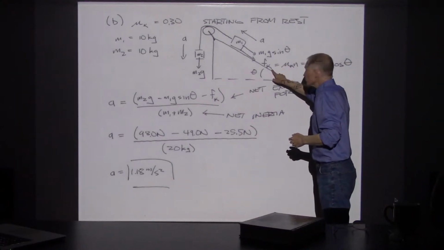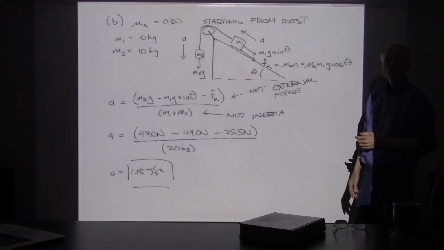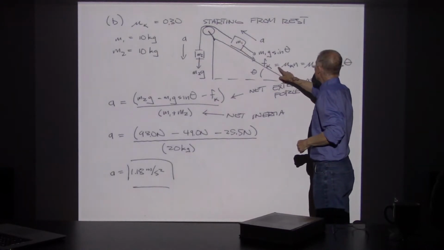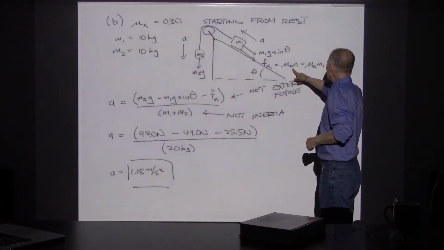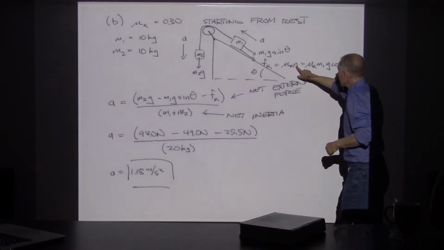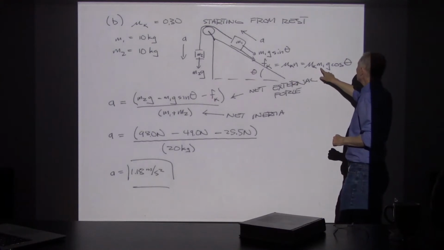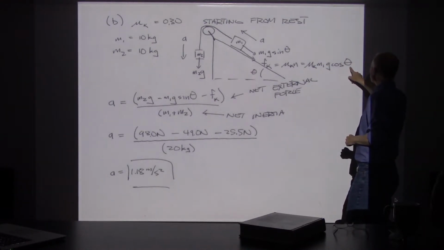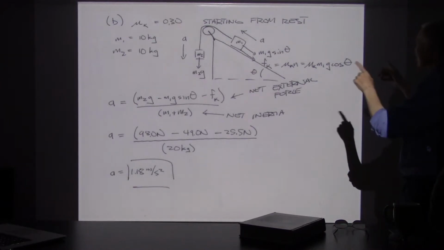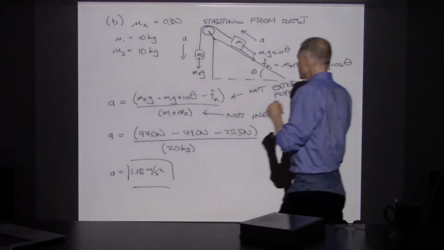The static friction is being replaced with a kinetic friction force at this point. That kinetic friction force is given by mu sub k times n, the normal force. If we look on the page before, m1g cosine theta, that's still going to work, and so we'll make that substitution in.